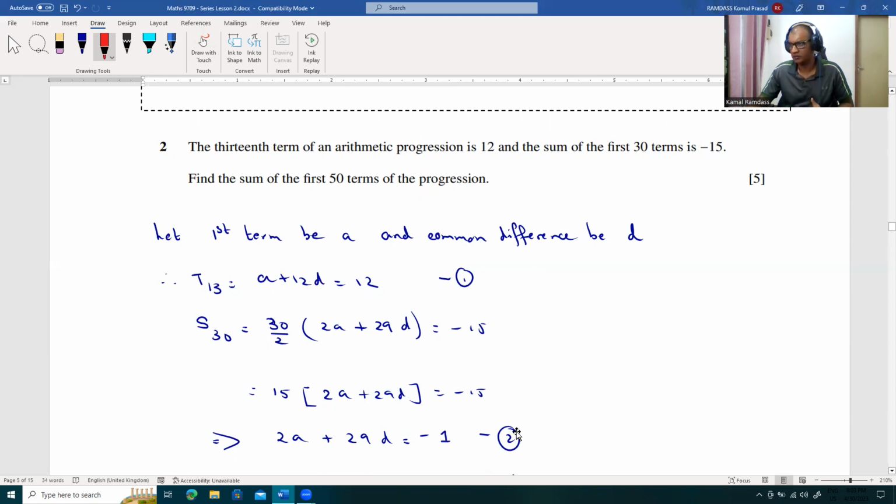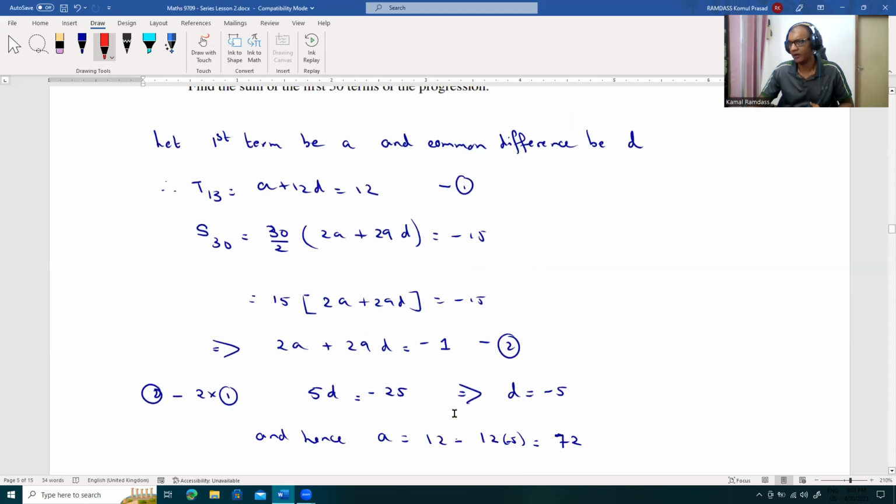We have two equations, and we want to find A equals D. We take equation 1 and multiply by 2. Then we take 2 minus that, so 2A minus 2A gives 0, 29D minus 24D gives 5D, and minus 1 minus 24 gives minus 25. So D is equal to minus 5. And A, we replace in there, and we get A is equal to 72.